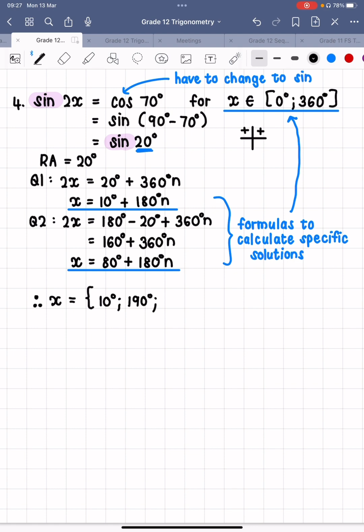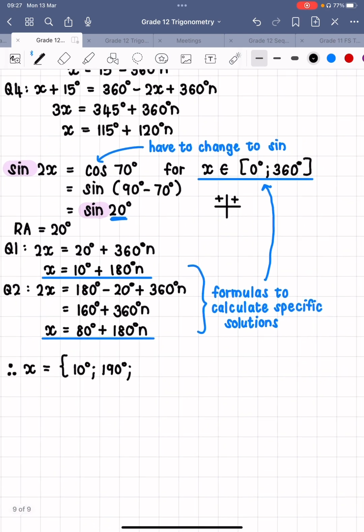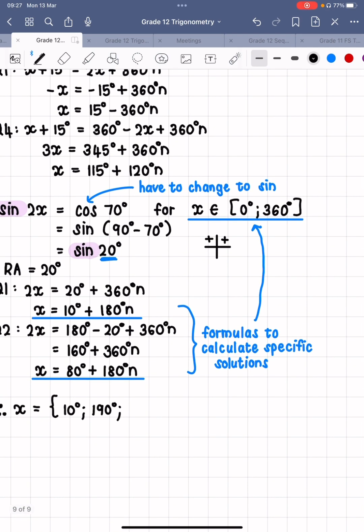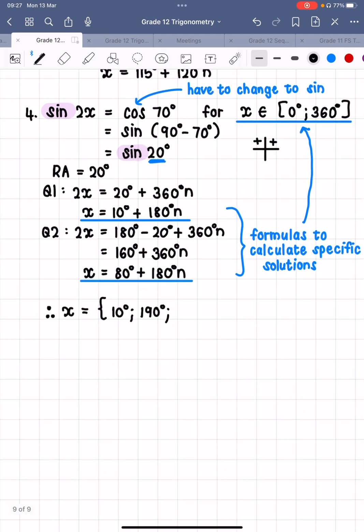Now let's make n equal to 2. 370. No, that's too big. Okay. Now, guys, we've subbed in 0 and we've subbed in positive values. We haven't subbed in negative values. So let's just quickly check. If I change this to a negative 1, what am I going to get? Negative 170. Does that fall into my interval? No. Okay, so I'm done with that first equation.